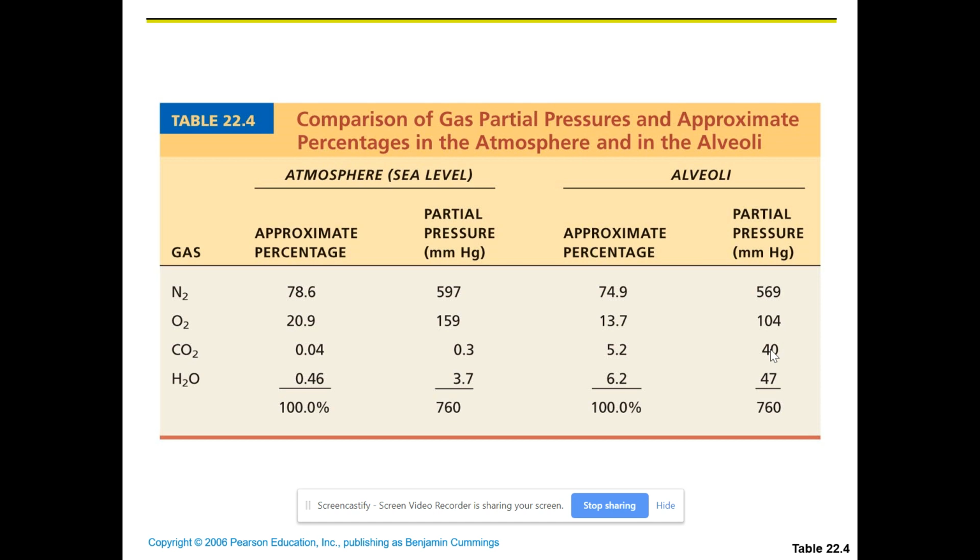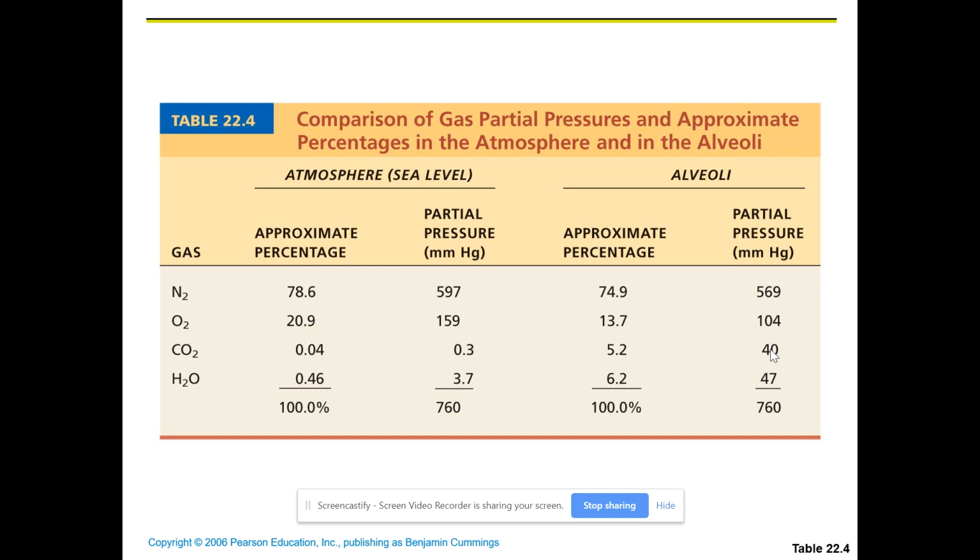So oxygen in the air we breathe has a partial pressure of about 159, or 20.9%. But by the time you get down into the lungs, it's dropped to about 104, or only about 13% of the air that's down there. Nitrogen also falls, but remember, nitrogen is fairly inert to the lung and we don't really need to worry about it very much.